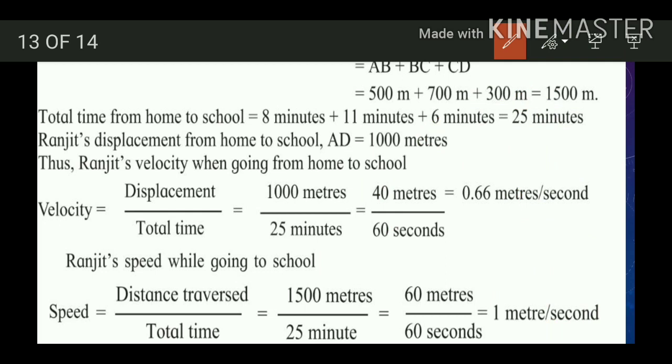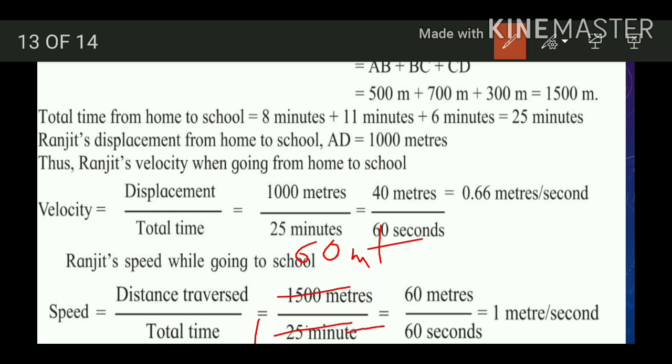Now, Ranjit's speed while going to school. We already calculated velocity. Now, we will find out speed. Then only we can understand the difference. Speed is equal to distance upon time. So, total distance covered 1500 meters. And how many minutes? 25 minutes. Same way. 25 ones are 25. 25 6s are 150 and 1 0. So, we got 60 meters in 1 minute.